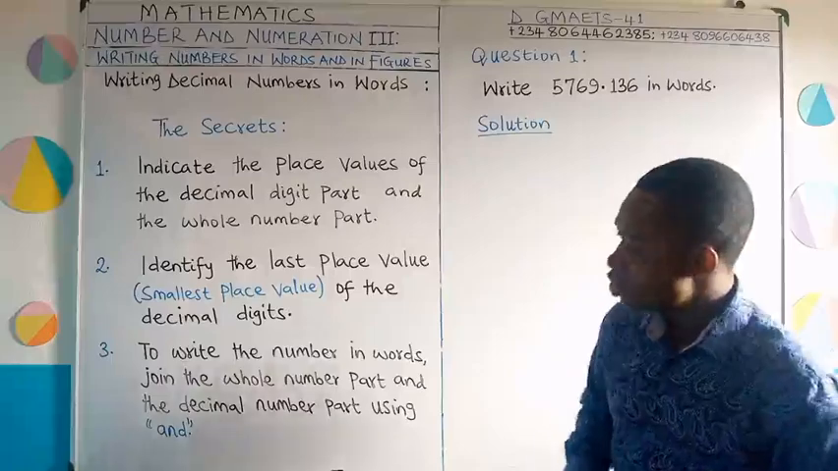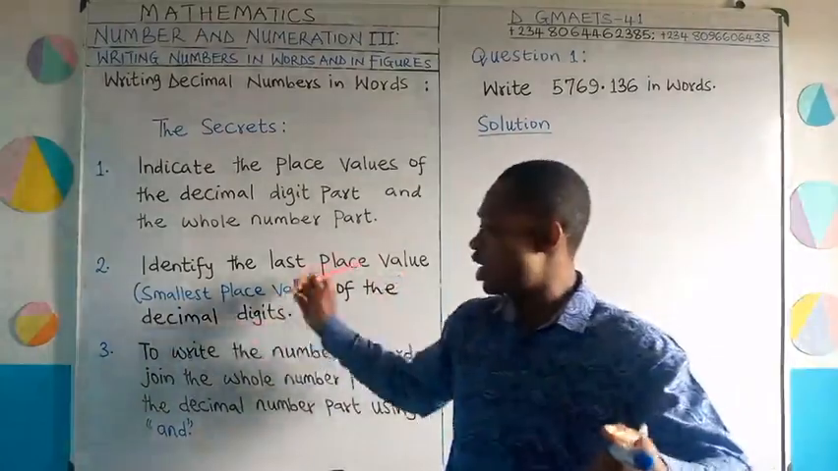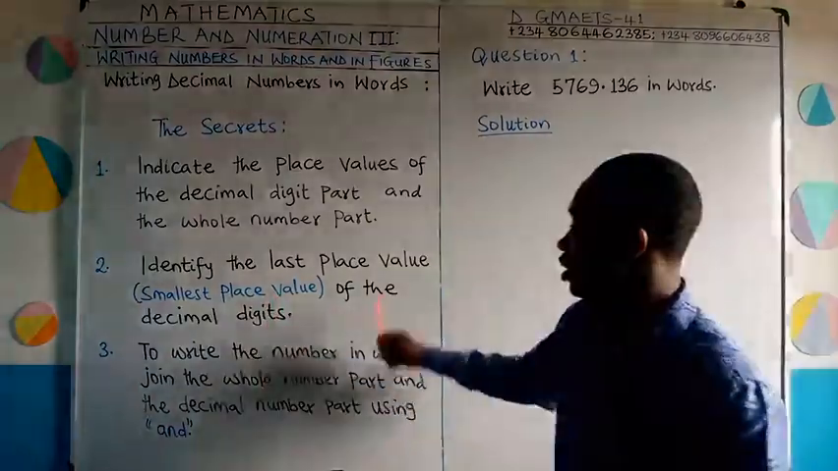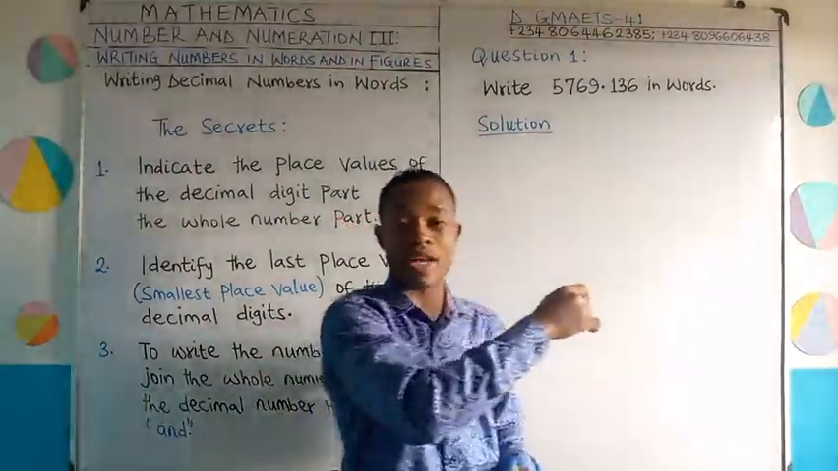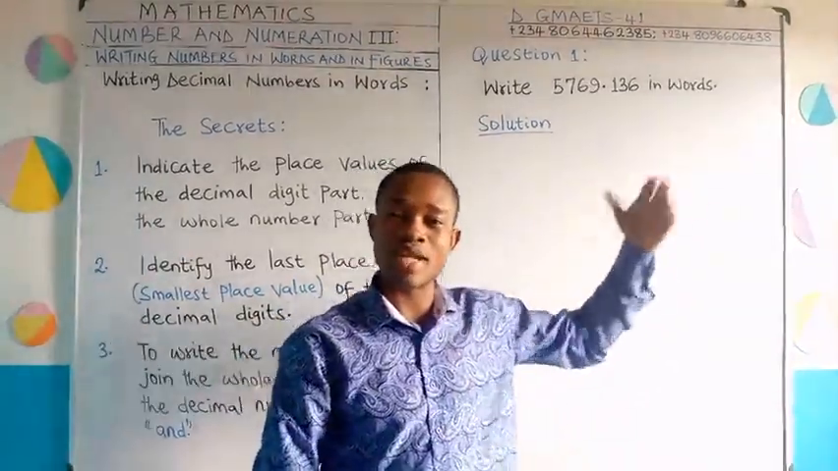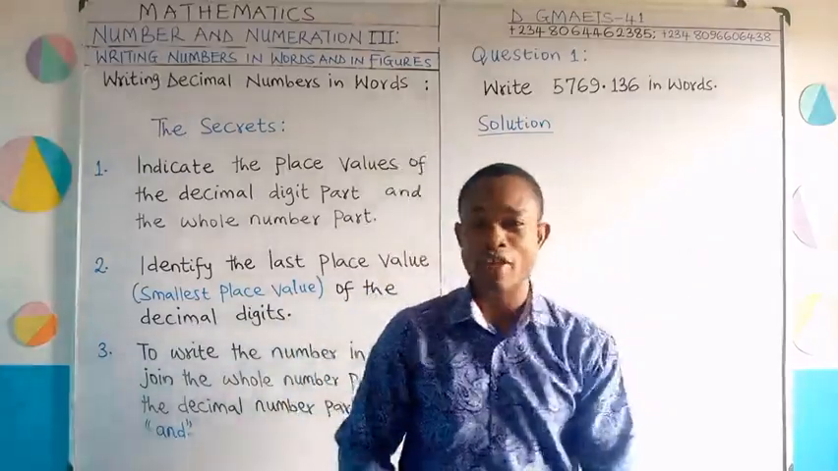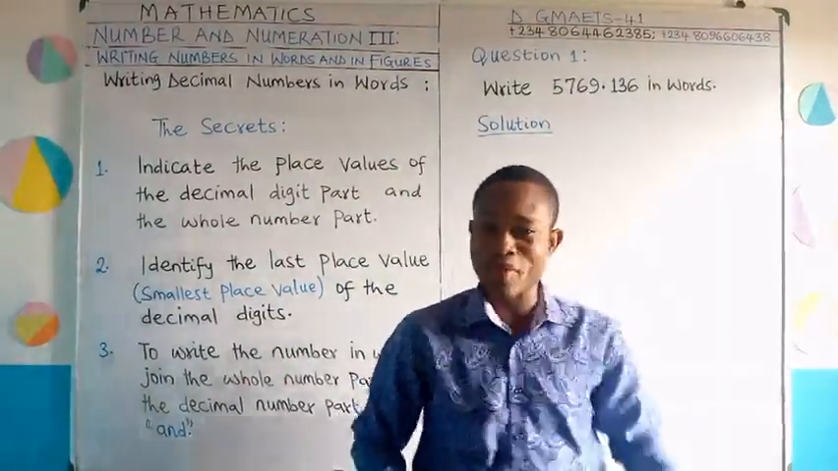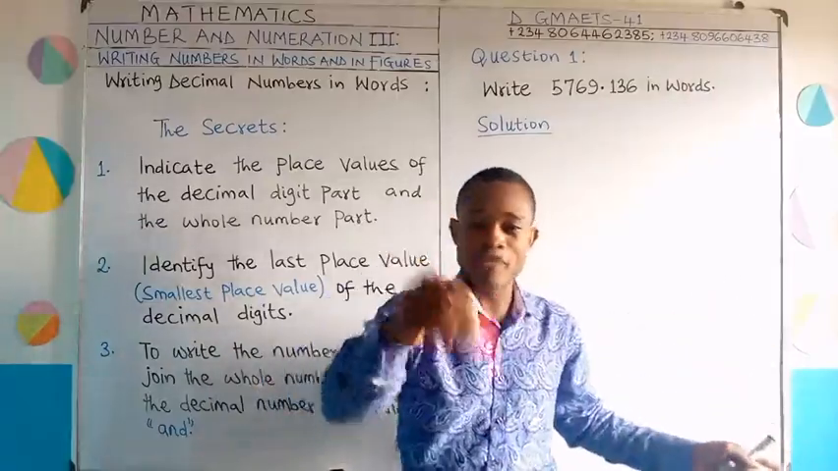Secret number 2: you are expected to identify the last place value. And of course, you know that the last place value is the smallest place value when you are talking about the decimal digits. As an example, that 0.214 that I showed you earlier, you notice that the last place value is thousandths. Now, it's important for you to always identify that last place value, so that after pronouncing the digits in the decimal part, the way I pronounced it, you must add the place value.